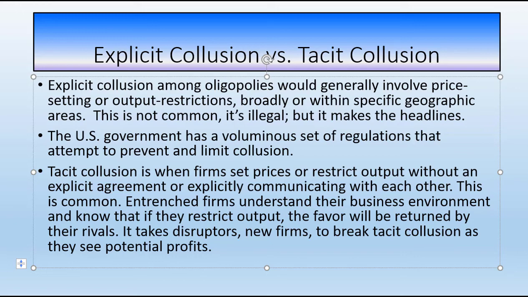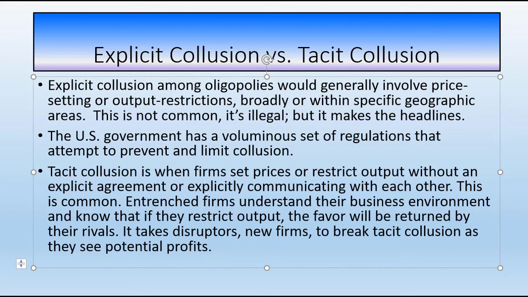The U.S. government has volumes of regulation that attempt to prevent or limit collusion. And if you take a course in a law program, this is where the intersection of finance, economics, and law comes into play. There are often courses in law programs around mergers and acquisitions, and so you discuss the incentives for mergers and acquisitions and then cover the legal aspects of it, and so that's where law comes into play.